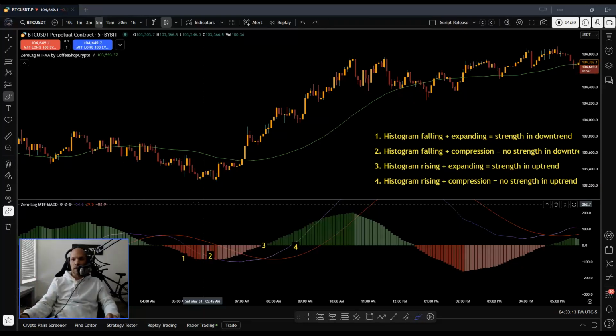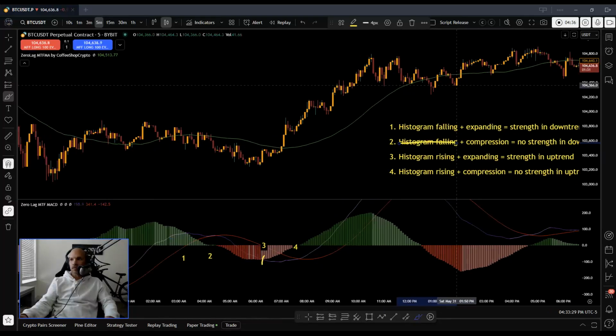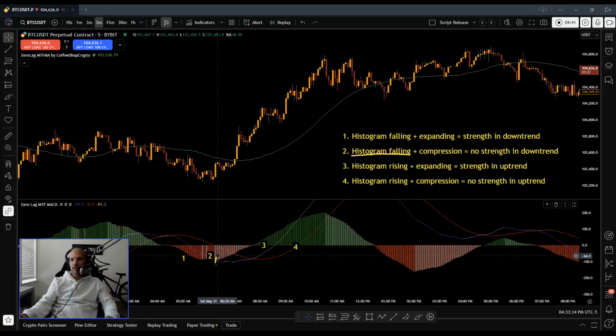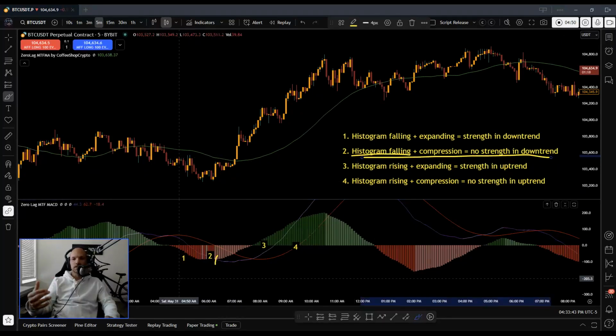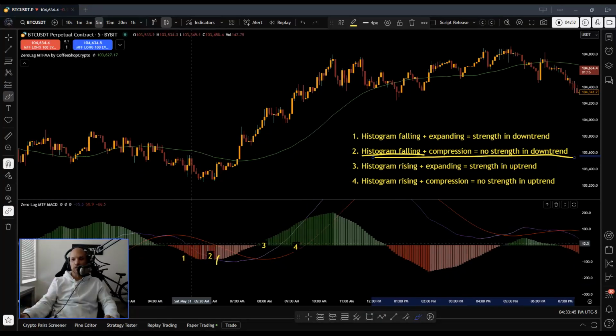Now, again, I have the moving average and the MACD set at this same interval. They're set the same 14 period look back. So if this is my uptrend or like the weakening of the downtrend, right? Histogram falling plus compression. Compression means the space is getting smaller, right? If the histogram is shrinking and there's compression taking place, I have no strength in my downtrend. That means I'm hitting support and I should be looking for uptrend moves, right?